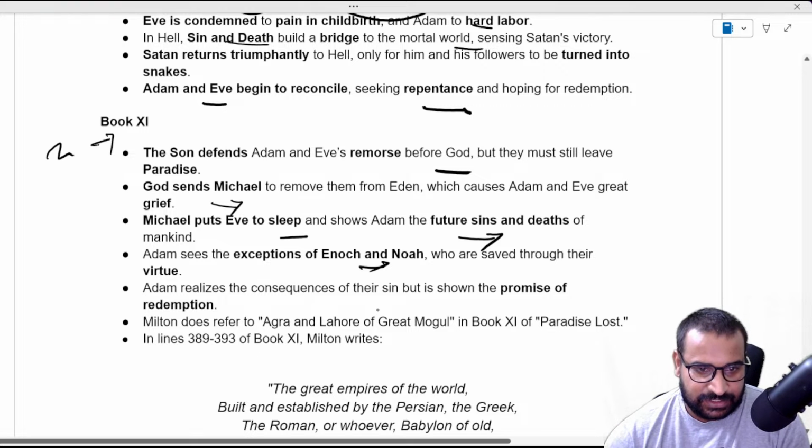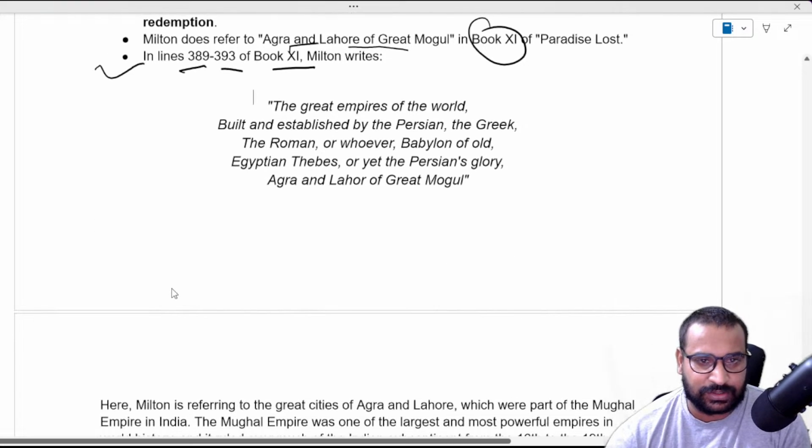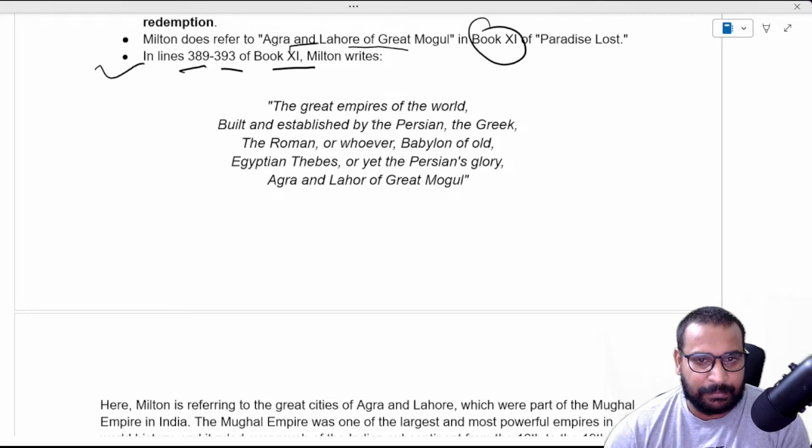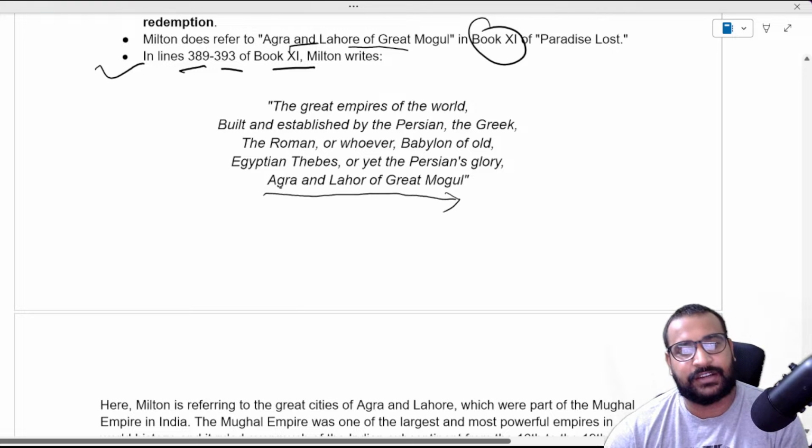Milton does refer to Agra, Lahore of the Great Mughal in book 11. That's why they're asking questions based on that. Remember the lines also, 389 to 393 of book 11. Milton says what about India, the great empire of the world, built and established by the Persian, the Greek, the Roman, or whoever, Babylon or old Egyptian Thebes, or yet the Persian glory, Agra, Lahore of the Great Mughal.